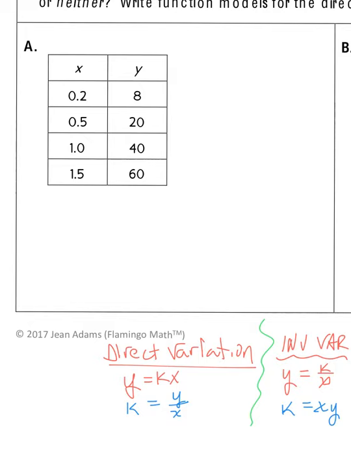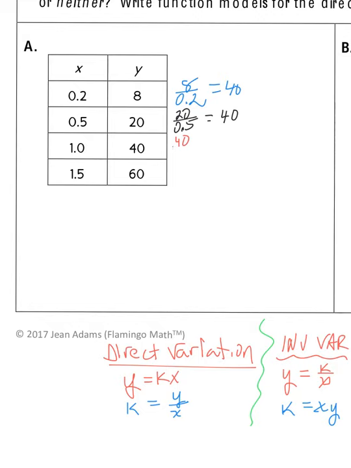So if I go to my calculator and I take 8 and divide it by 0.2, that's my y divided by 0.2, I get 40. Okay, and then next if I take, I'm going to switch colors here. Next if I take 20 and divide it by 0.5, I also get 40. I can't just assume that that's direct variation because I have to test every single one. And so then I'm going to switch colors.